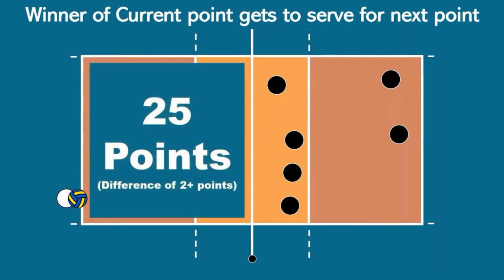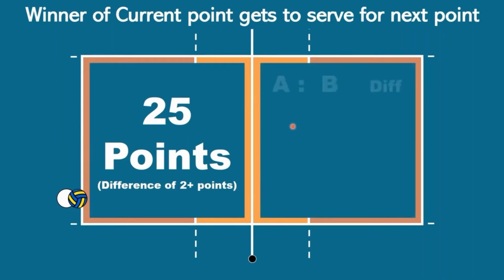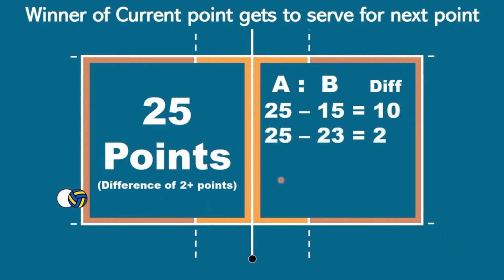25 points are required to win one set with a difference of 2 points. What does it mean? Let's say there's a team A, you are team A, and I am team B. You had 25 points, I have 15 points. The difference is 10, it's more than 2, so you won that set. 25-23, the difference is 2, you won that set.